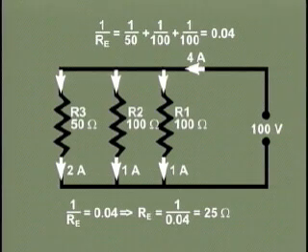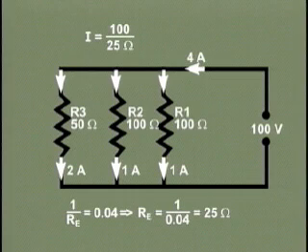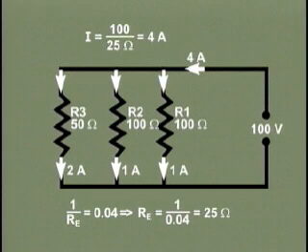Thus, the current supplied by the battery is equal to 100 volts divided by the equivalent resistance, 25 ohms, which equals 4 amps. It checks with our earlier calculations.